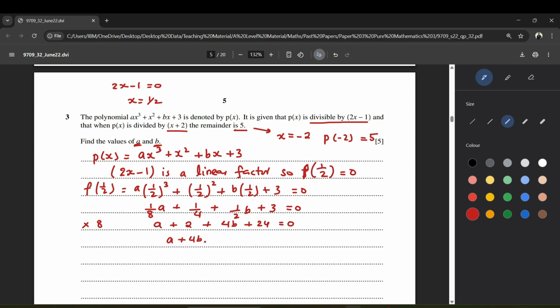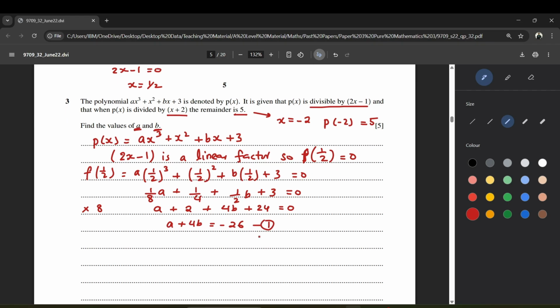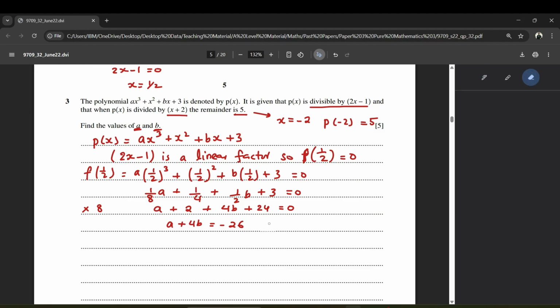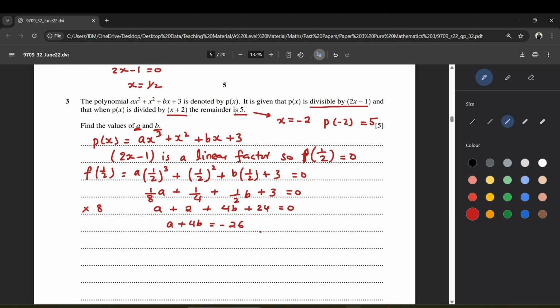A plus 4b, so 2 plus 24 is 26. If I shift it to the other side, that would be minus 26. So let's call this our first equation. Or rather, what we can also do is make a the subject of the formula. So I can rearrange it further and say a is equal to minus 4b minus 26. Because now, whatever the second equation turns out to be, I can directly substitute a into that.